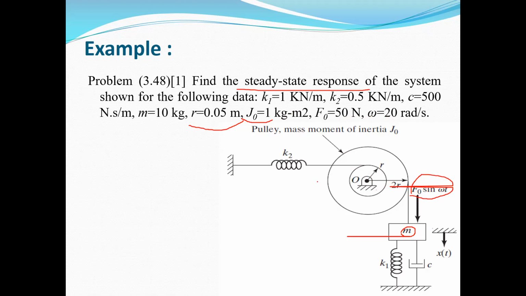First of all, the first question is, what is the degree of freedom for this system? And how many degrees of freedom do we have in this system? Here we have theta and also x(t).